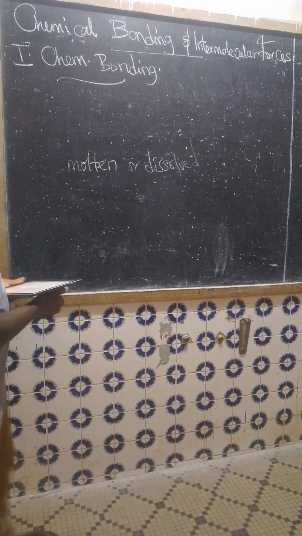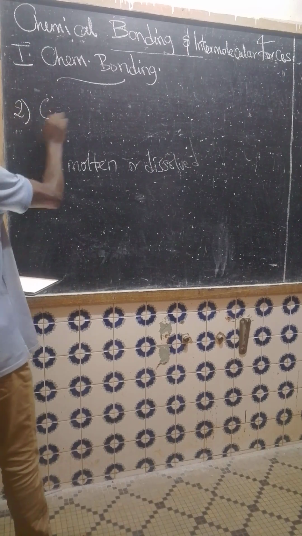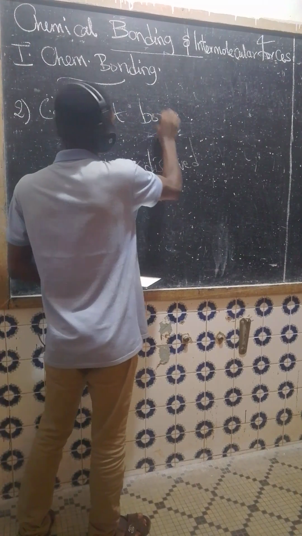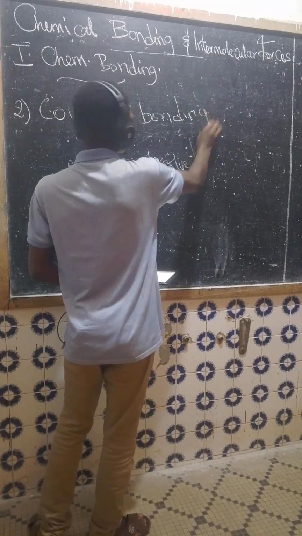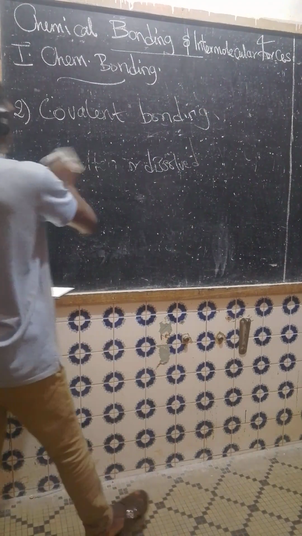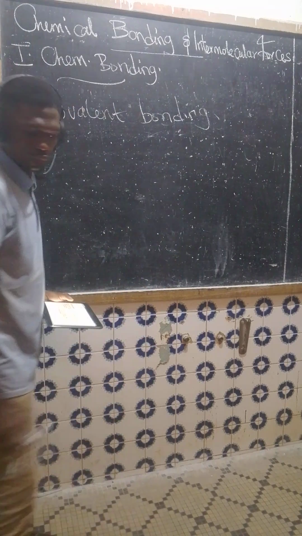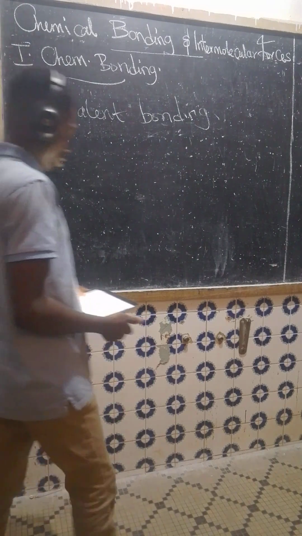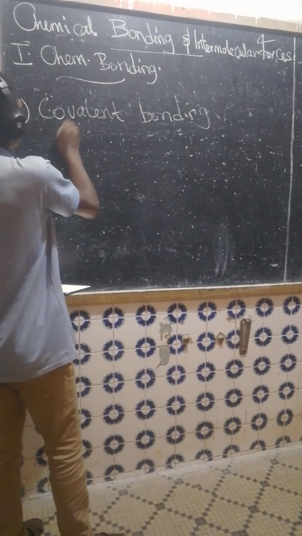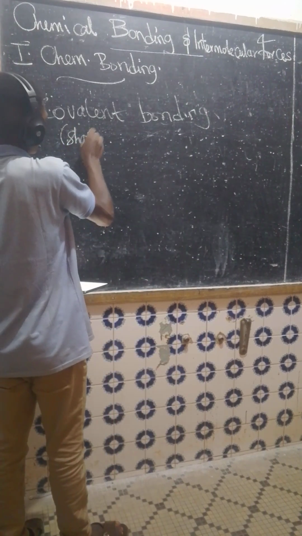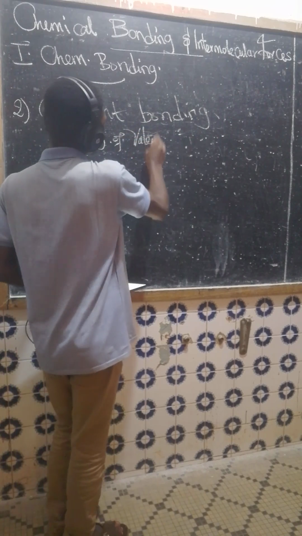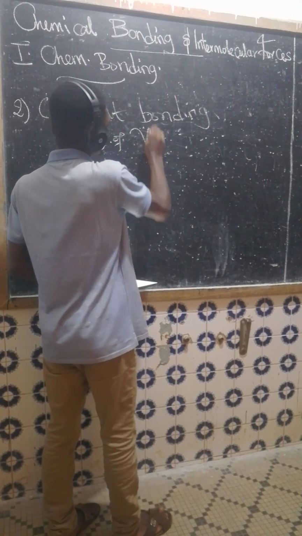If that is fine, we'll go to 2. We'll talk about covalent bonding. In covalent bonding, electrons are shared. So here we have sharing of electron pairs, sharing of valence electrons.